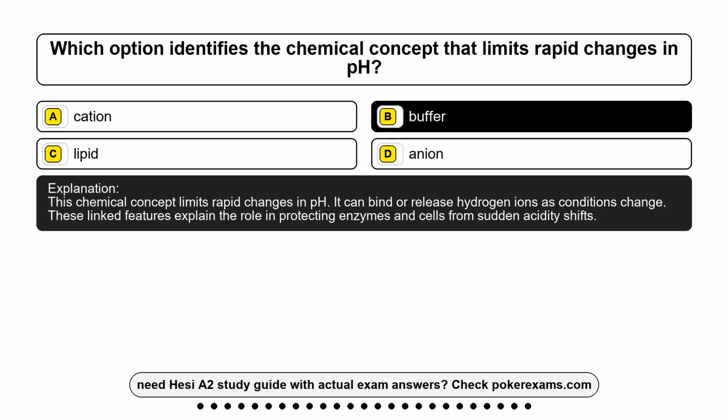This chemical concept limits rapid changes in pH. It can bind or release hydrogen ions as conditions change. These linked features explain the role in protecting enzymes in cells from sudden acidity shifts.